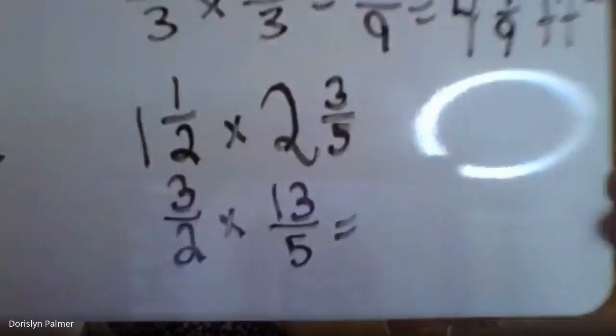Okay, so we're going to multiply those together, Lily. Turn 1.5 into an improper fraction. So that will be 3 over 2. And then 2 3/5 is 13 over 5. Good. All right, now multiply straight across. So I got 39 over 10. Good.